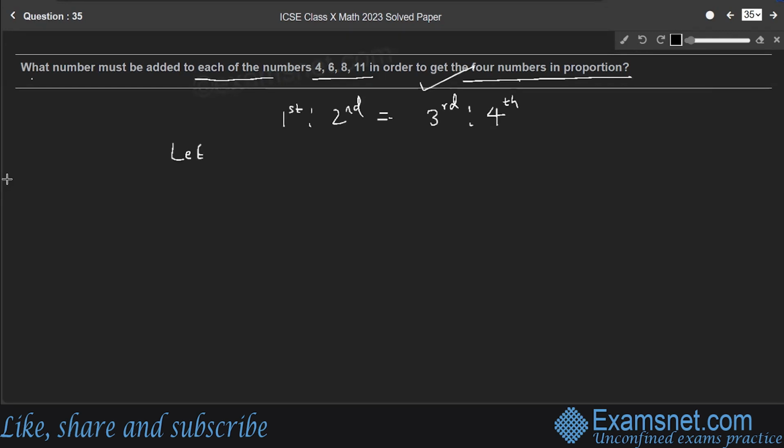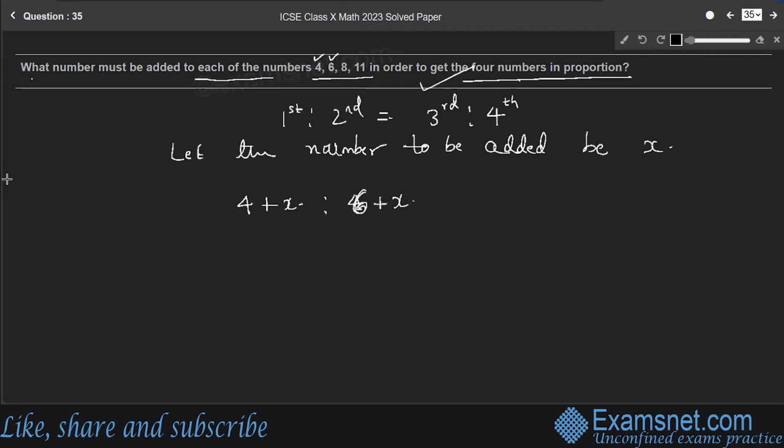So let the number to be added be x or k, right? So the given numbers will be 4 plus x, right? So in order to get the 4 numbers in proportion means first number is to second number. So second number is 6 plus x, right? So this will be equal to third number, which is 8 plus x, is to 11 plus x, right?